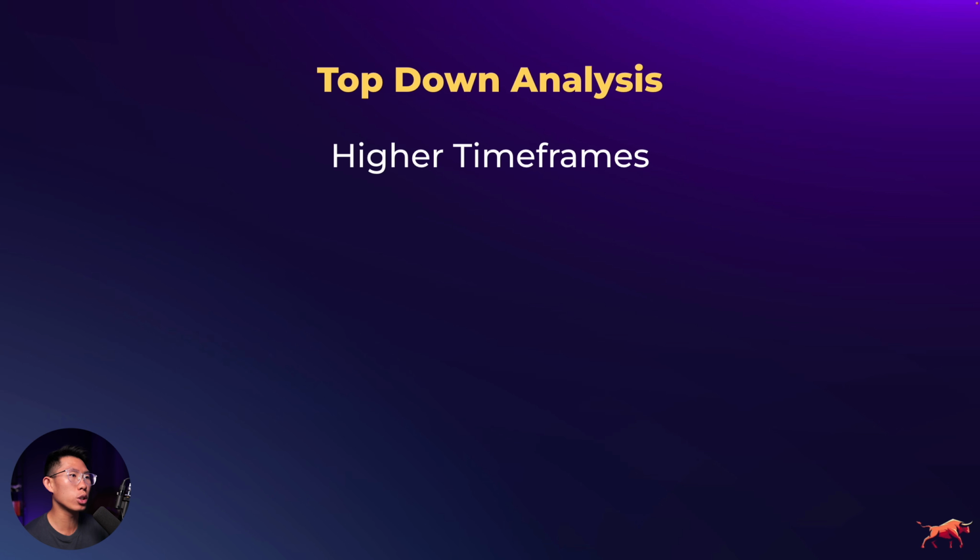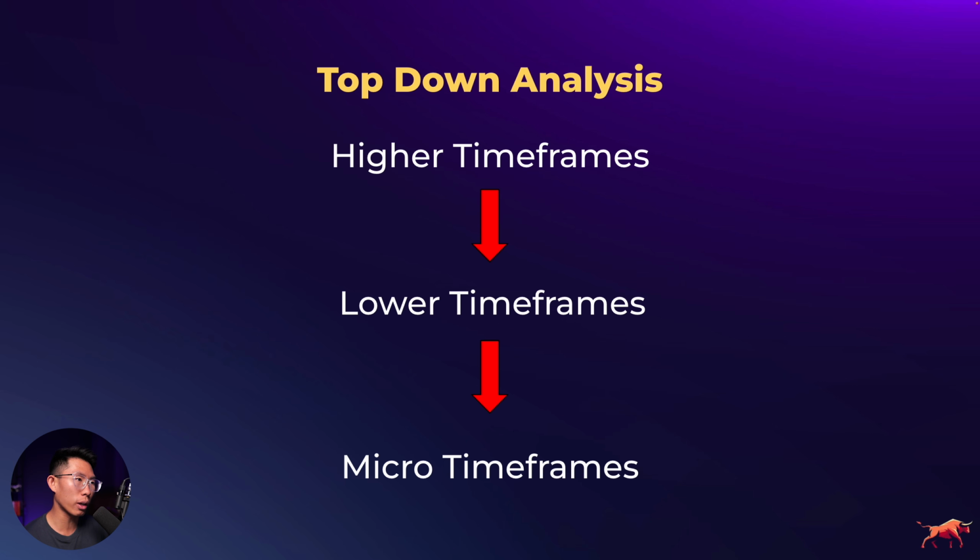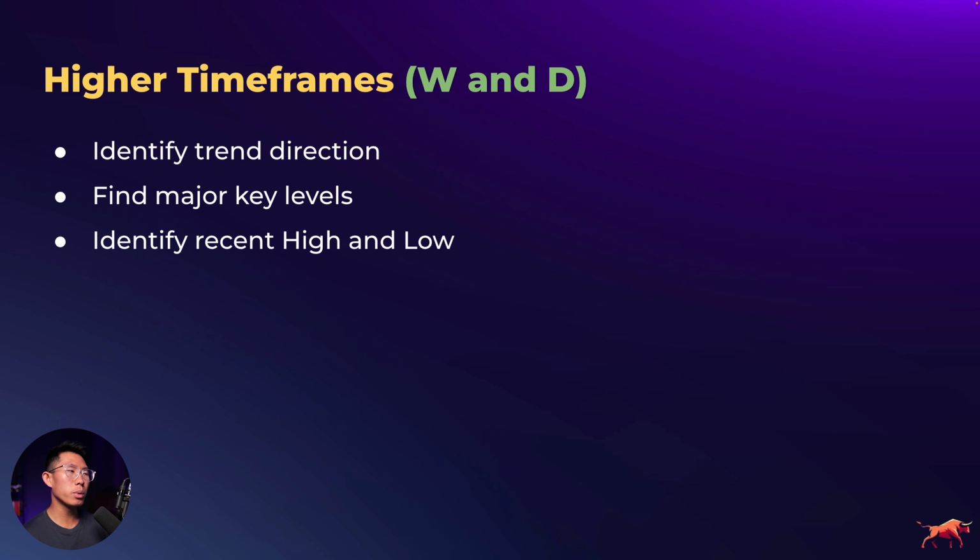Now, combining all of these together, you will get your top-down analysis. Top-down analysis is basically where you go down from the higher time frames to the lower time frames and then go down even to the micro time frames to look for your entry. But you first start analyzing the charts on the higher time frames. The higher time frames are mainly the weekly and the daily time frame, and you're going to use it to identify the trend direction and find any major key levels, and also identify the recent price daily high and low.